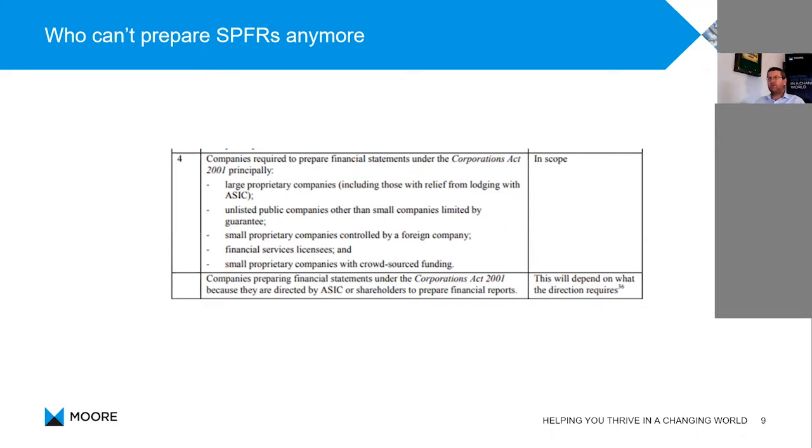Unlisted public companies other than small companies limited by guarantee. Small proprietary companies controlled by a foreign company. And another one that hasn't had a lot of people talking about it, financial services licensees. So AFSL holders will no longer be able to prepare special purpose accounts. They will need to prepare general purpose, at a minimum, SDS accounts. And if you have a direction from shareholders or ASIC, then you'll need to look at what that direction says.